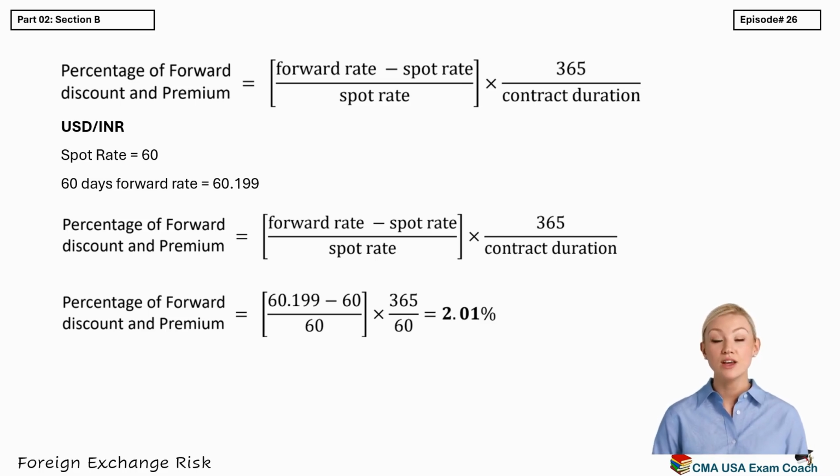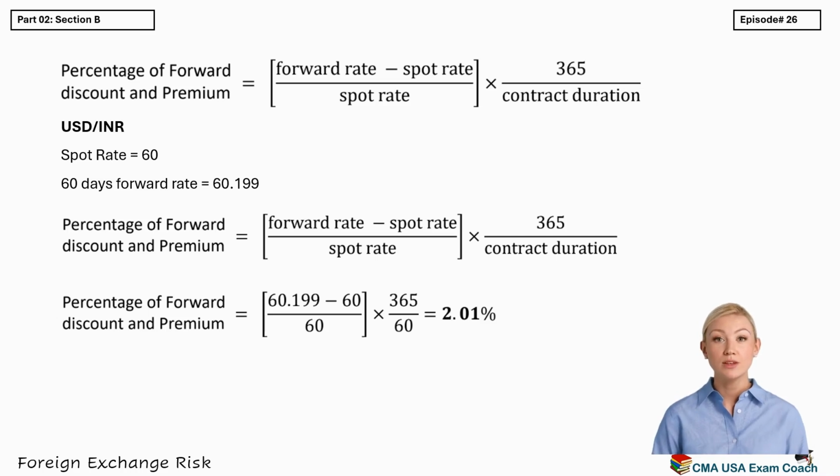Finally, divide by the contract duration, which is 60 days. 1.2107 divided by 60 equals approximately 0.02018, or 2.01%. Since the forward rate is higher than the spot rate, this means the US dollar is trading at a forward premium of about 2.01% per annum against the Indian rupee. In other words, it costs slightly more rupees to buy $1 in the future compared to now.